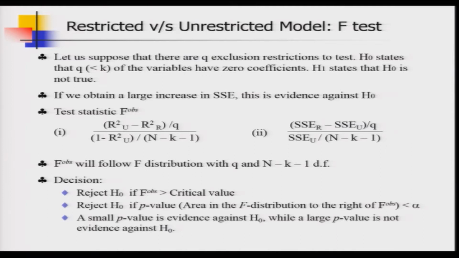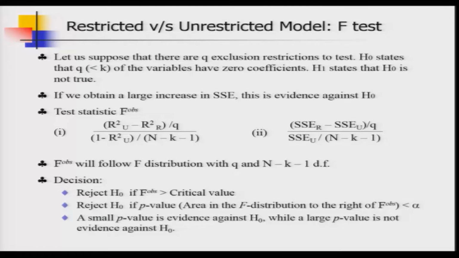Okay. So, now this F observed statistic, either way we have calculated it, it does not matter which formula we have chosen, both formulas lead to the same theoretical result: F observed, my test statistic, is going to follow an F distribution with 2 degrees of freedom. And what are these 2 degrees of freedom? These are q, the number of exclusion restrictions you have imposed on the mother regression model, and capital N minus small k minus 1, the difference between the number of observations and the number of parameters to be estimated in the unrestricted model.